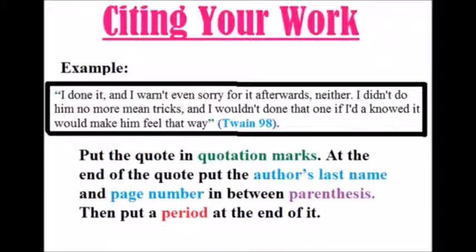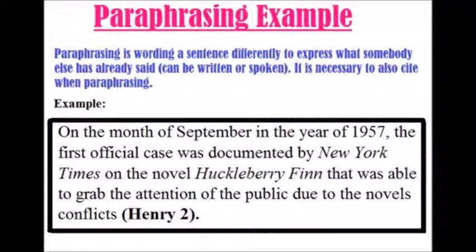What you do is simply put the quote in quotation marks. At the end of the quote, put the author's last name and page number in between the parentheses, and then you put a period at the end of it. When citing an outside source, you do the same exact thing. When paraphrasing, you do not need to use quotation marks.